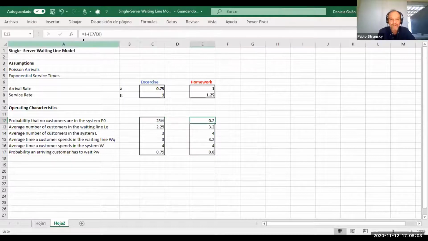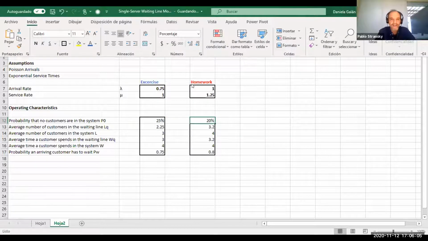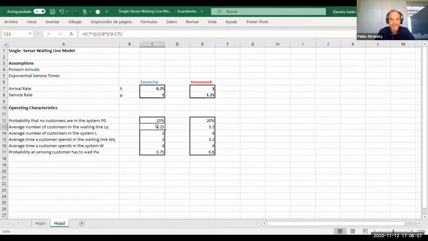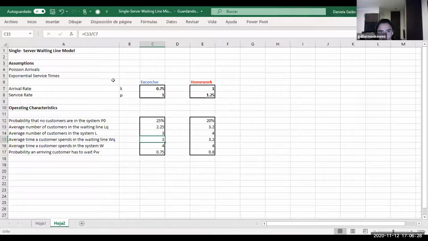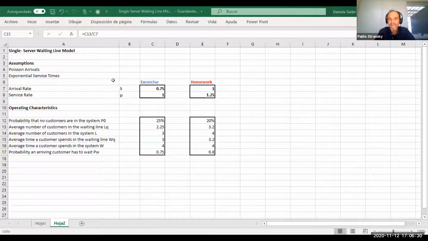Okay, thank you. Next one, it's 2.25, and that's customers, okay? Next one, average number of customers in the system, that's 3, that's okay. Average time a customer spends in the waiting line, I got 4 minutes there. There's something different, I don't know why. I got 3 with the formula. I got 3 too. No, that's correct. And then 4 and then 0.75. Okay, they're correct.